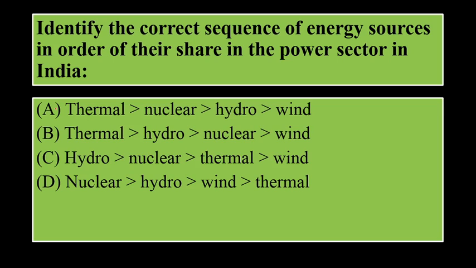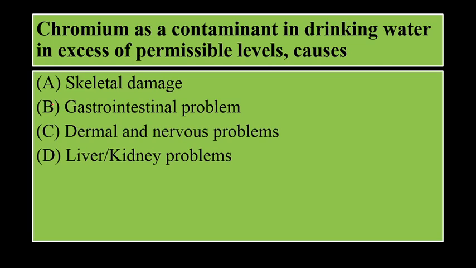Identify the correct sequence of energy sources in order of their share in the power sector in India. We have just talked about this. Last time, in a question we discussed, there was the thermal power plant, then renewable energy, then large hydro power plants, and then nuclear energy. But we have wind energy over here, so here we have thermal energy, then the nuclear energy, then the hydro power plants, and then the wind energy.